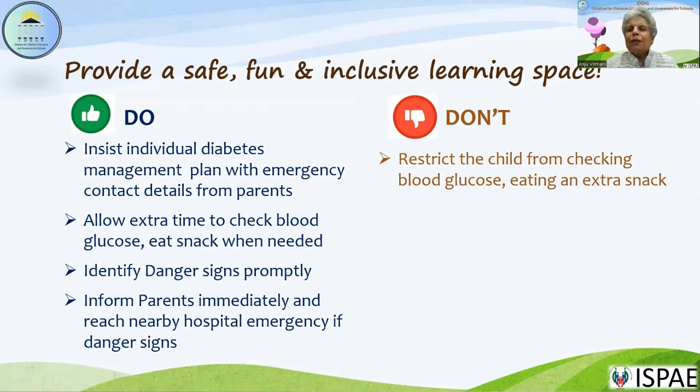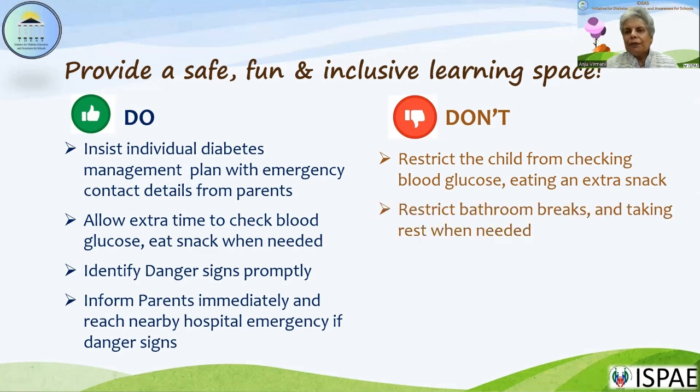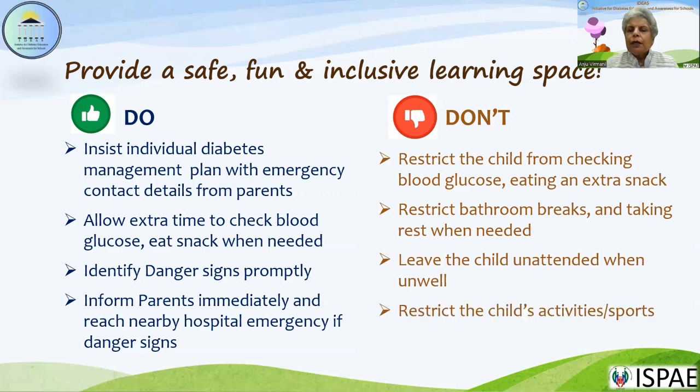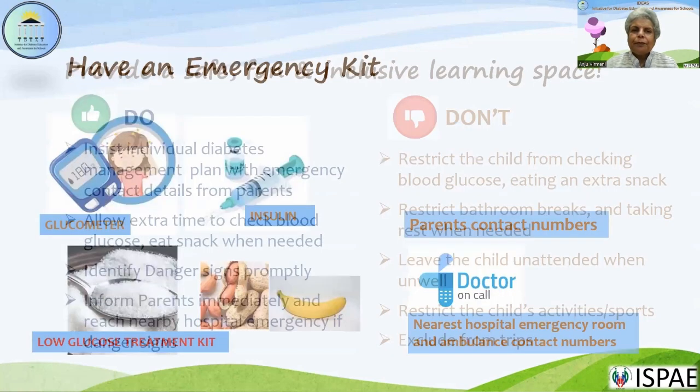Don't restrict the child from checking blood glucose or eating an extra snack. Don't restrict bathroom breaks if they're needed and taking rest when needed. But when the child is unwell, don't leave the child alone. Make sure that you or someone else is with the child till he or she is better. Of course, don't restrict the child's activities and sports and exclude from trips as we've just discussed.